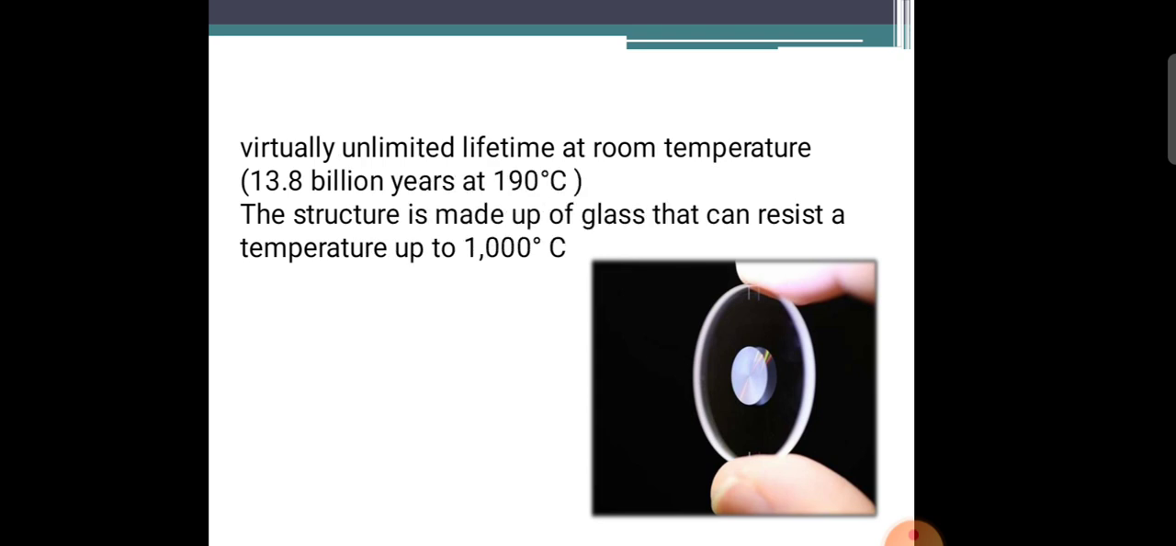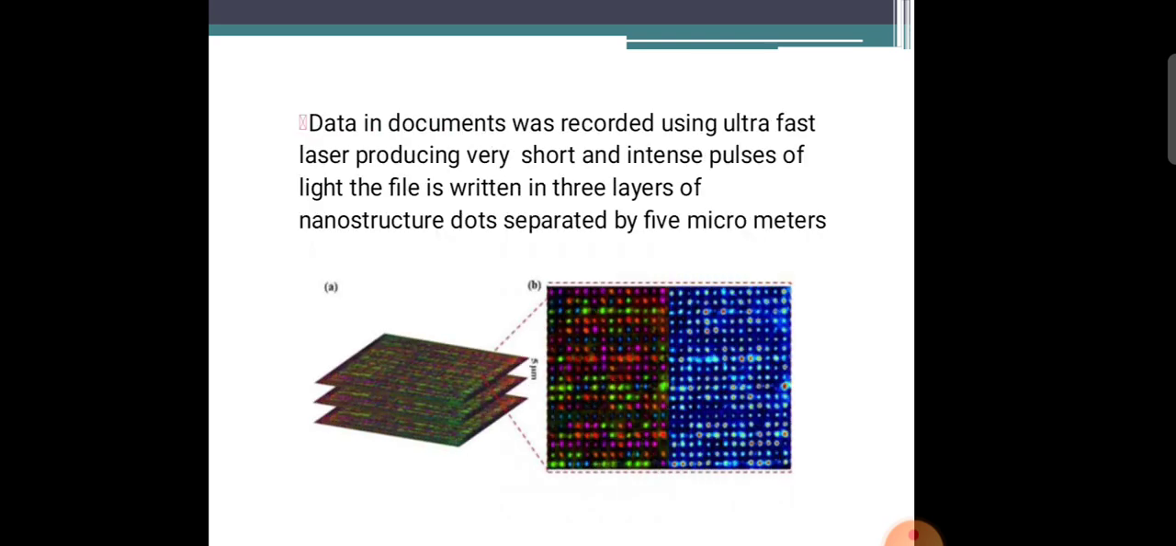Virtually unlimited lifetime at room temperature, 13.8 billion years at 190 degrees Celsius. The structure is made up of glass that can resist a temperature up to 1000 degrees Celsius. Data in the document was recorded using an ultra-fast laser producing very short and intense pulses of light. The file is written in 3 layers of nanostructure dots separated by 5 micrometers.